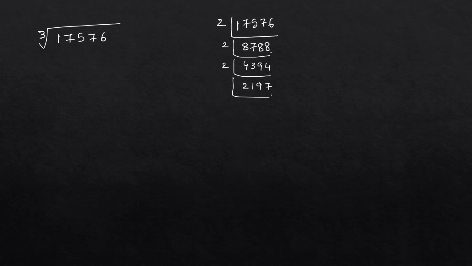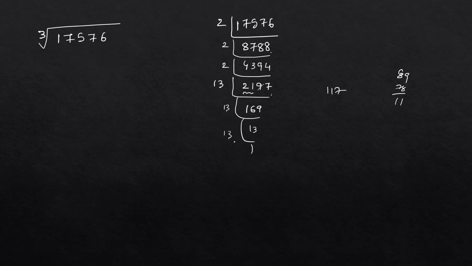So check for 7. 7 3s are 21, 7 1s are 7, 27 will be remainder. No, it is not divisible by 7 also. Go for 13. 13 1s are 13. The remainder is 8. 21 minus 13 is 8. 89, 13 6s are 78. Remainder is 11. This 7 will become 117. 13 9s are 117. Again 13 13s are 169.